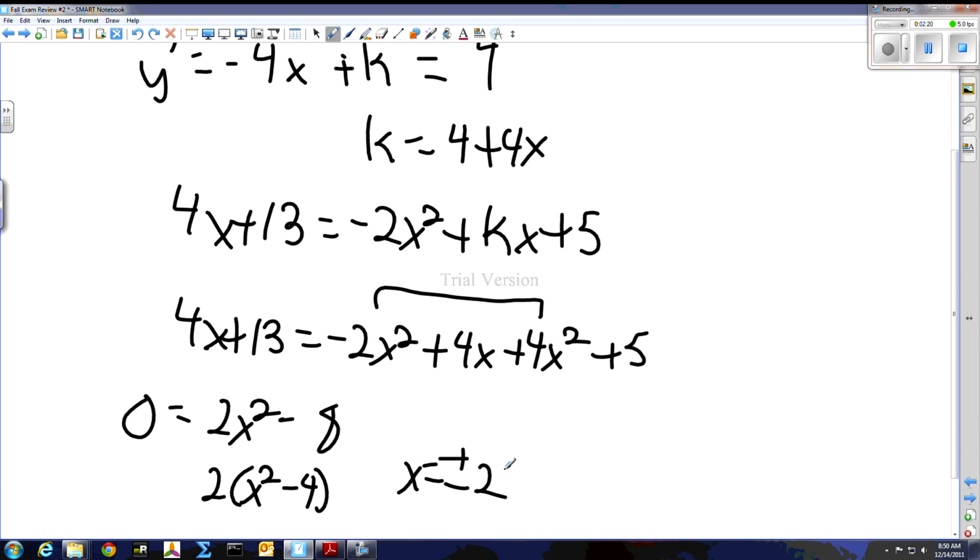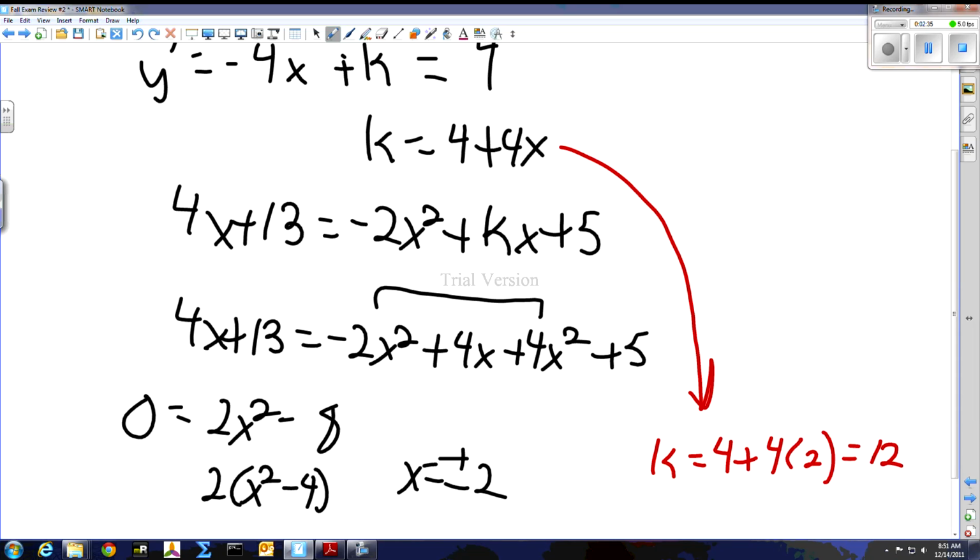We're looking for what k is. So we were told back up here that k is 4 plus 4x. So we can plug in 4 plus 4 times 2. That would give us 12. And that's not the right answer, because k has to be negative. And if we put in 4 plus 4 times negative 2, that gives us negative 4. So k equals negative 4 would be the correct answer.